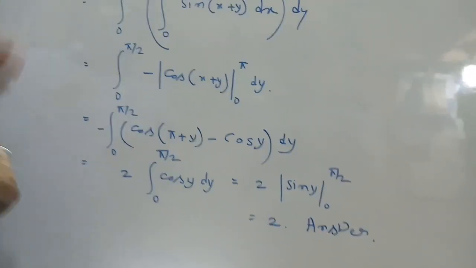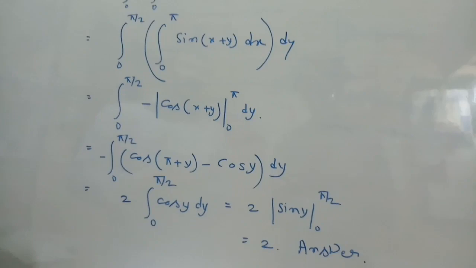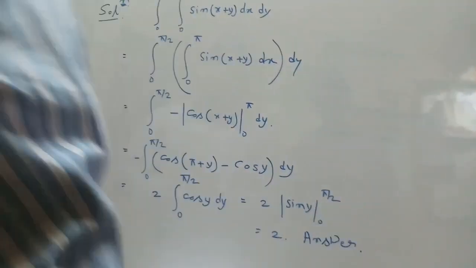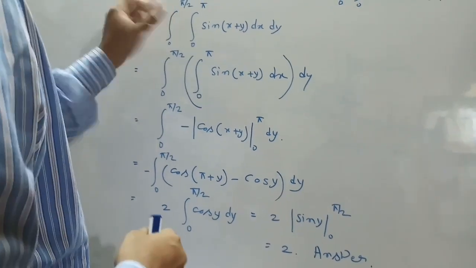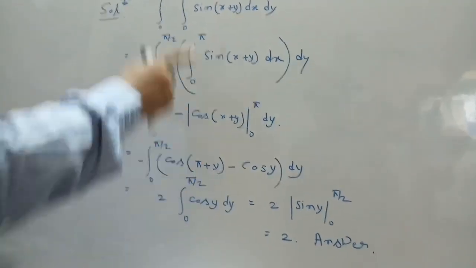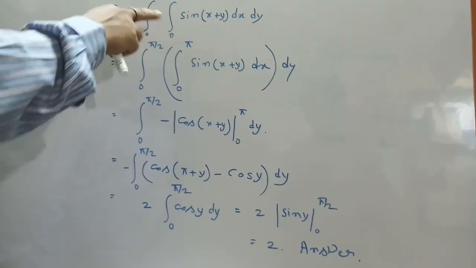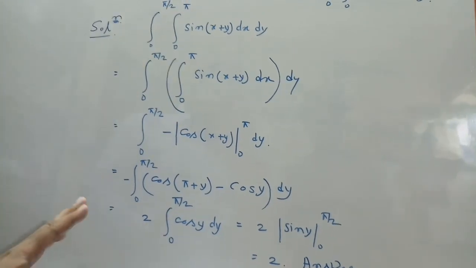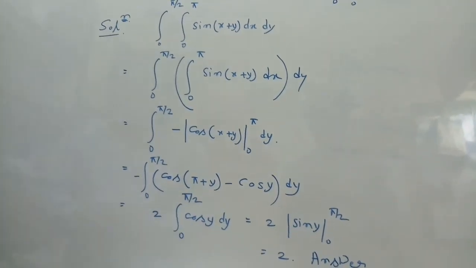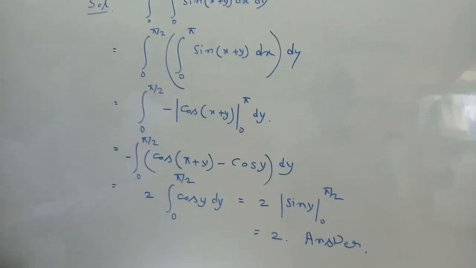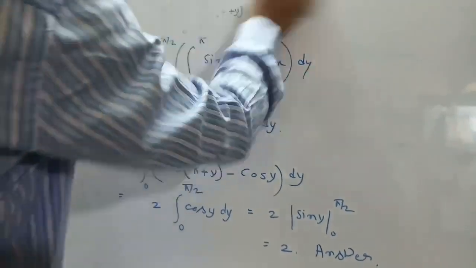This example belongs to case 1. Here the two variables can be separated, and both limits of integration are constant, so no problem, this is very easy. But now case 2 will come.